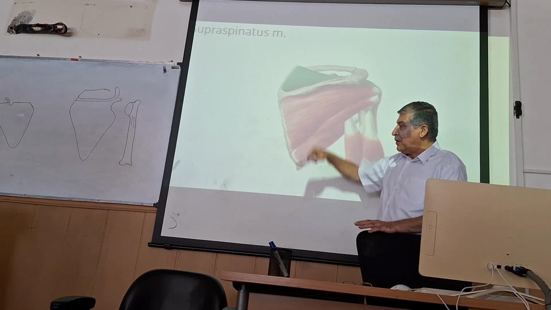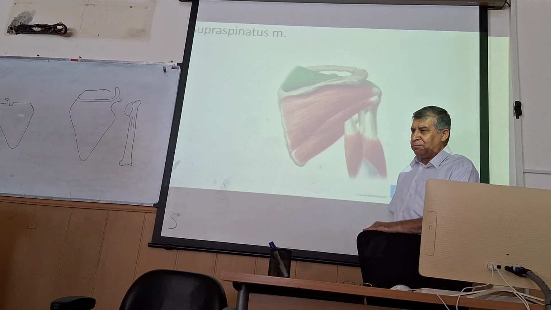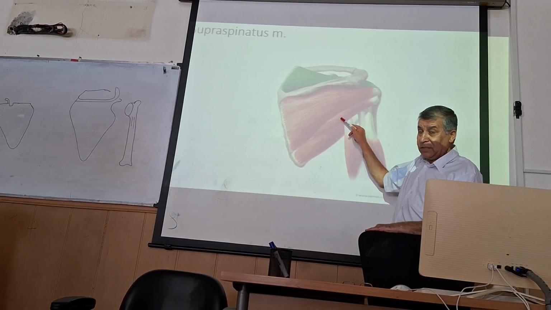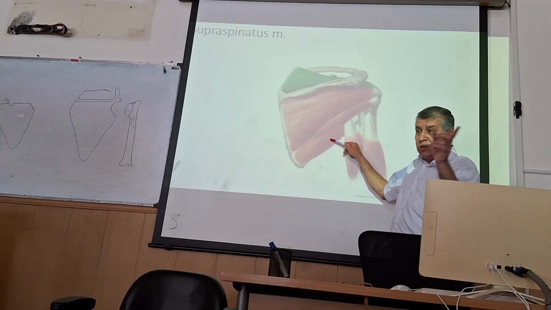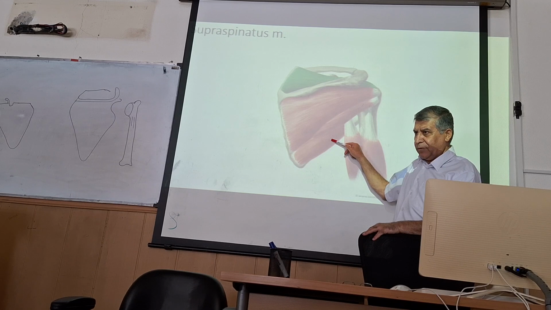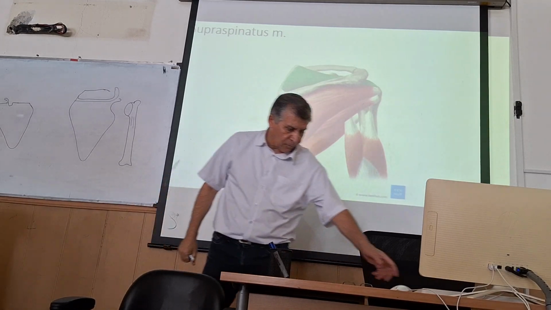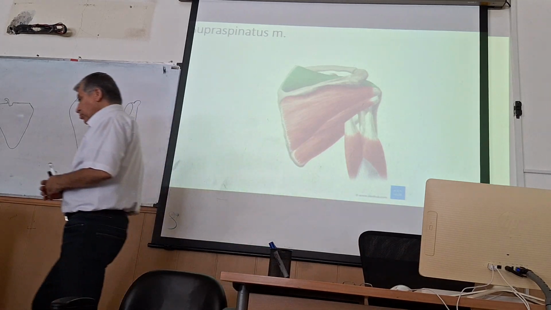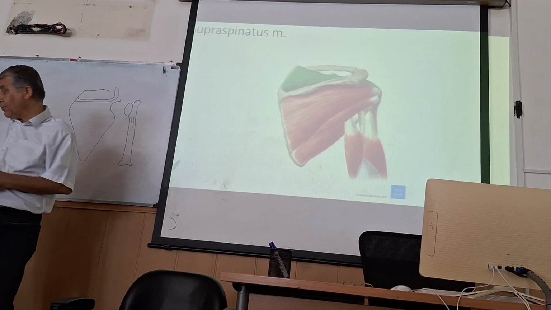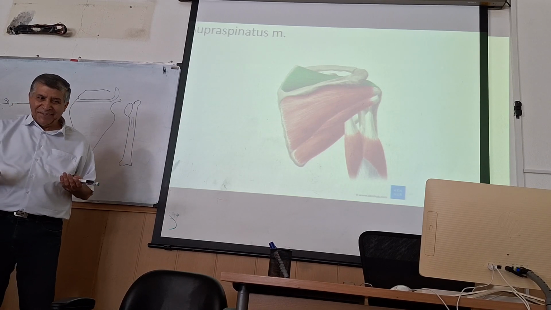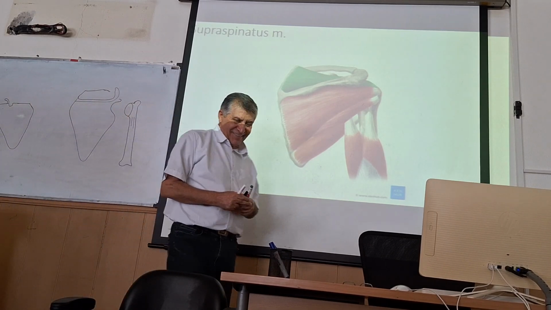Supraspinatus and infraspinatus muscles are innervated by the suprascapular nerve. Teres minor is innervated by the axillary nerve. Teres major is innervated by the lower subscapular nerve. In this figure, the supraspinatus and infraspinatus are innervated by the suprascapular nerve.